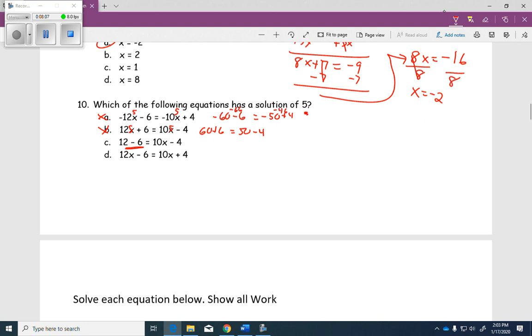12 minus 6, those are like terms. I can combine them just to get 6. Does 6 equal 10 times 5 minus 4? 10 times 5 is 50. 50 minus 4 is 46. So, nope, that one doesn't work either. I guess it's choice D. 12 times 5 is 60 minus 6 is 54. And then 10 times 5 is 50 plus 4 is a 54. Yep, it's choice D that works.